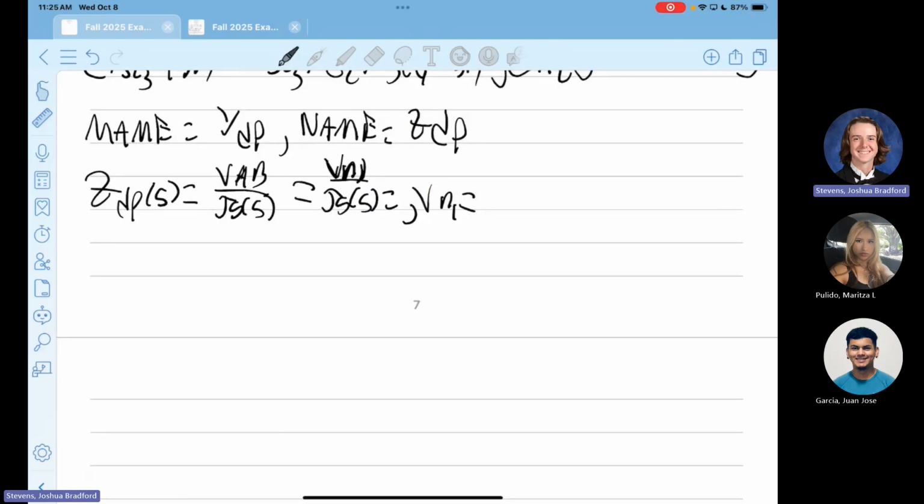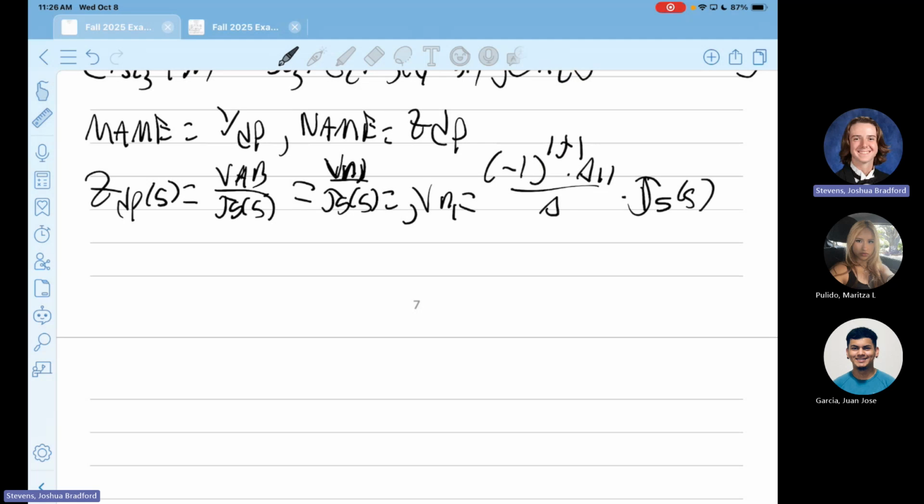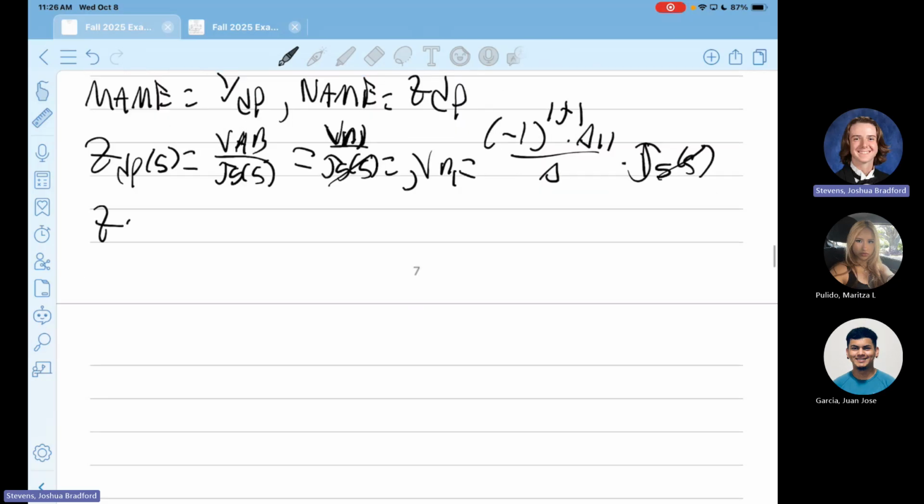So I'm going to say Vn1 is equal to negative 1 to the 1 plus 1, because this would be i plus j, which are both 1 in this case since you're looking for your nodal voltage 1, times delta 1,1 over delta times JG of S. That JG of S and that JG of S cancel out. Do y'all agree? So your driving point impedance is literally just delta 1,1 over delta. Okay, cool.